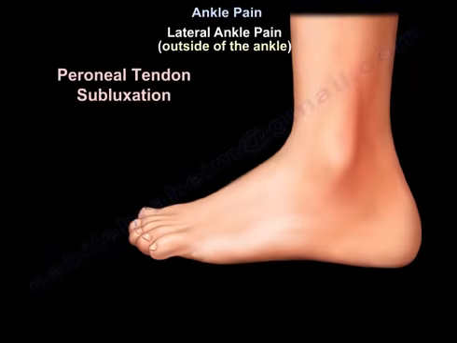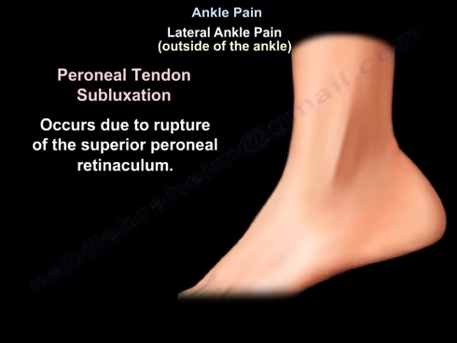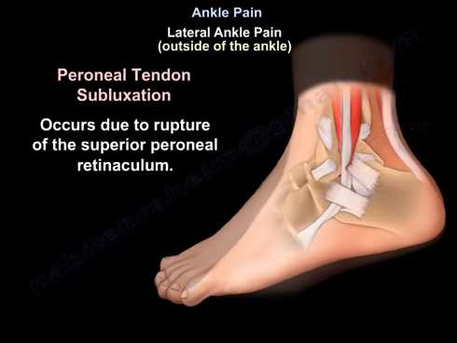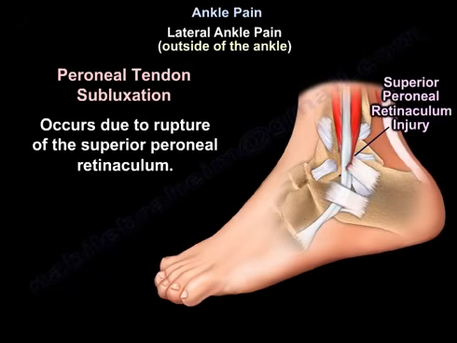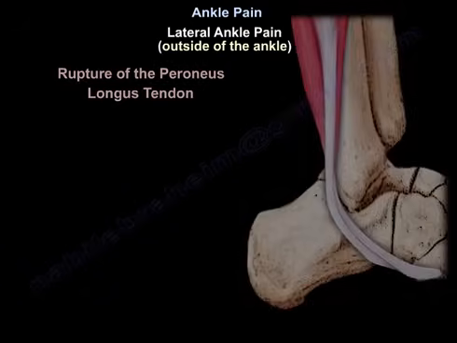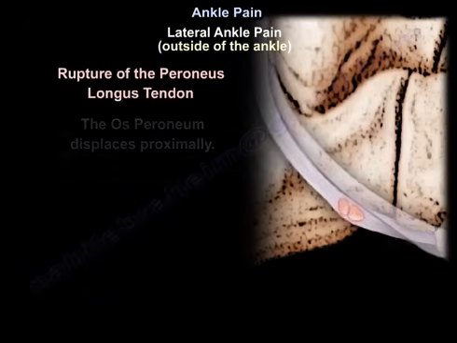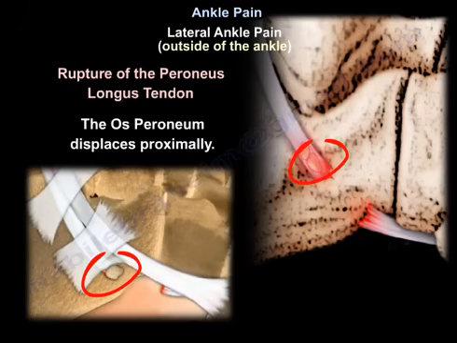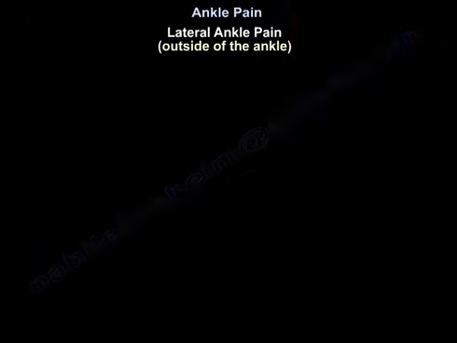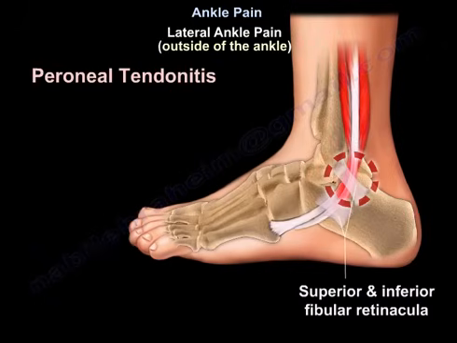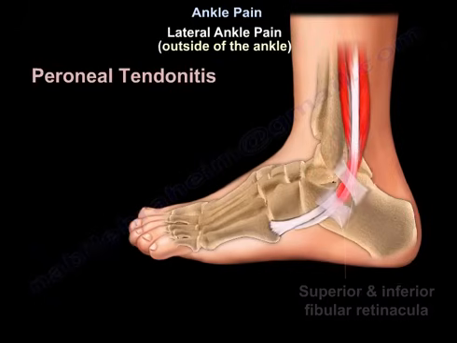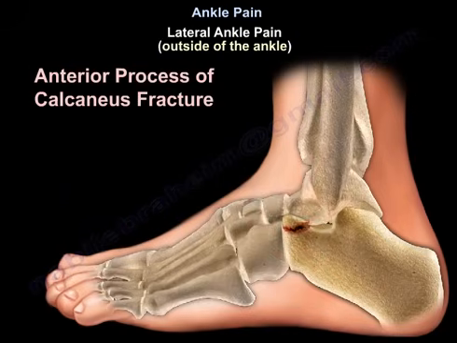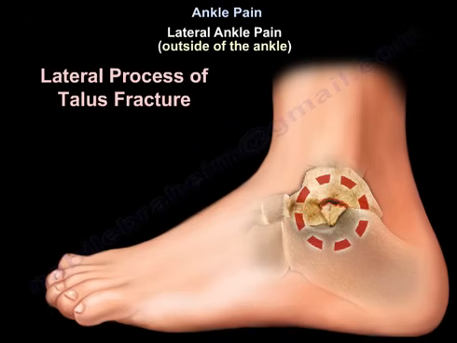The patient can have peroneal tendon subluxation due to rupture of the superior peroneal retinaculum. The patient may also have rupture of the peroneus longus tendon, where you can see the os peroneum is displaced proximally. The patient may also have peroneal tendonitis, or an anterior process of the calcaneus fracture, or a lateral process of the talus fracture.